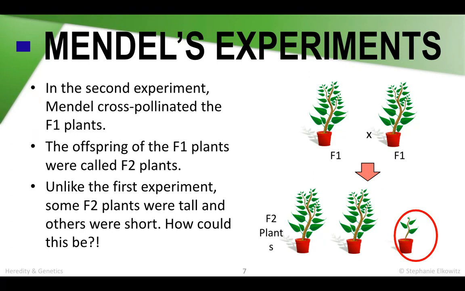He already knows if you take those purebred tall plants, they're always going to have tall plants. If you take those purebred short plants, they're always going to have short plants. But when you cross the purebred tall and short, the first time they all had tall. Now they actually have some tall and some short, right? So that's what really sparked his interest.